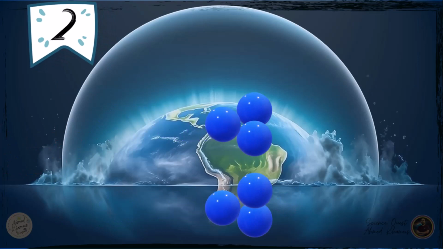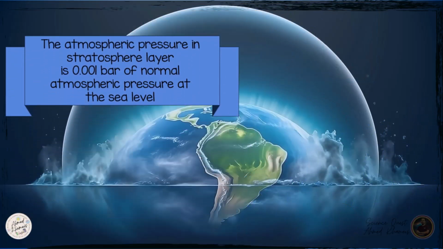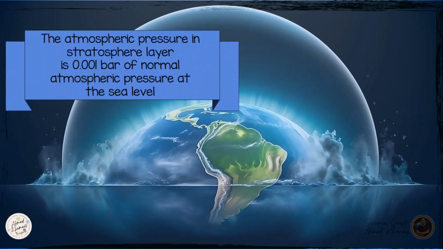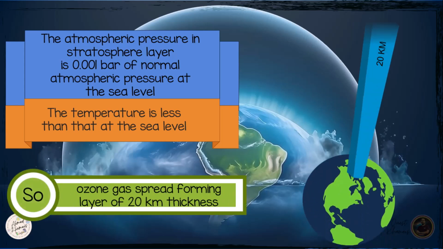Then each free oxygen atom combines with another oxygen molecule, forming the ozone molecule, which is composed of 3 oxygen atoms. And because the atmospheric pressure in the stratosphere layer is 1/1000 bar, and the temperature is less than at sea level, the ozone layer spreads over a 20 kilometer thickness.